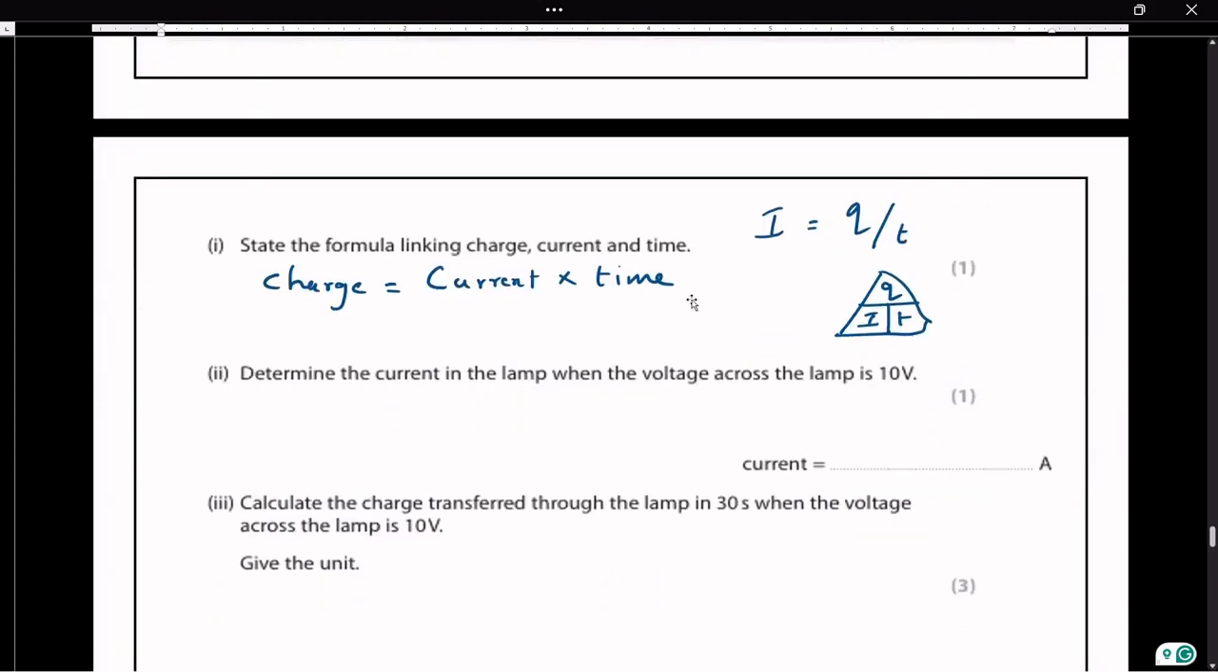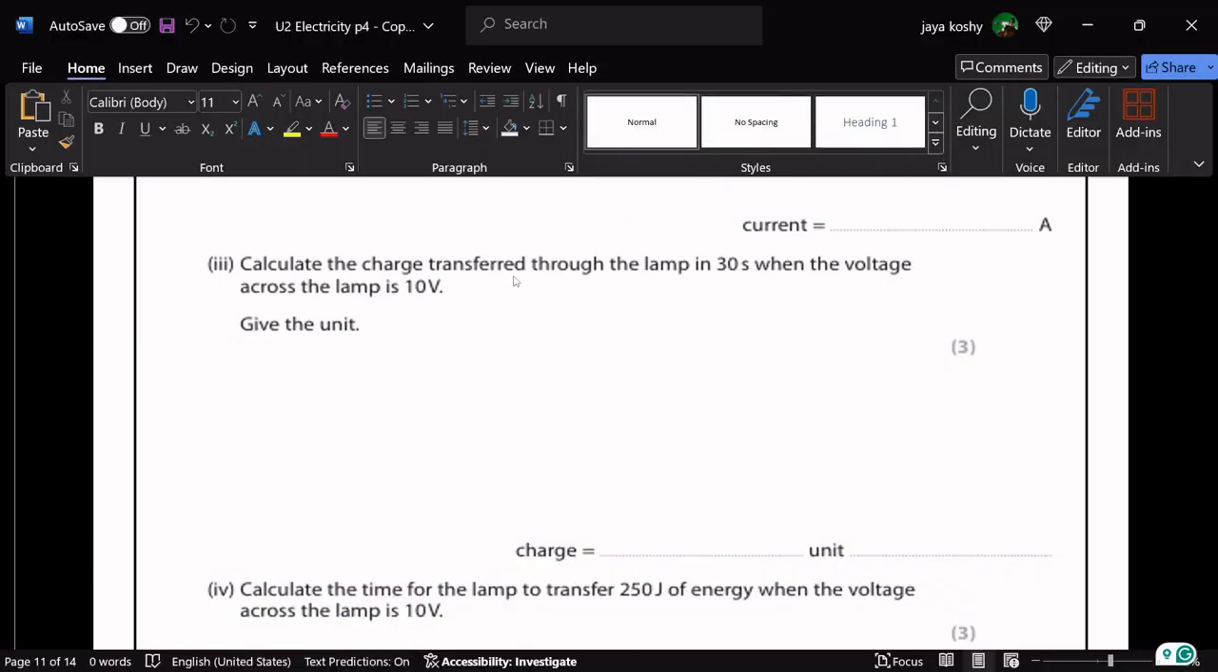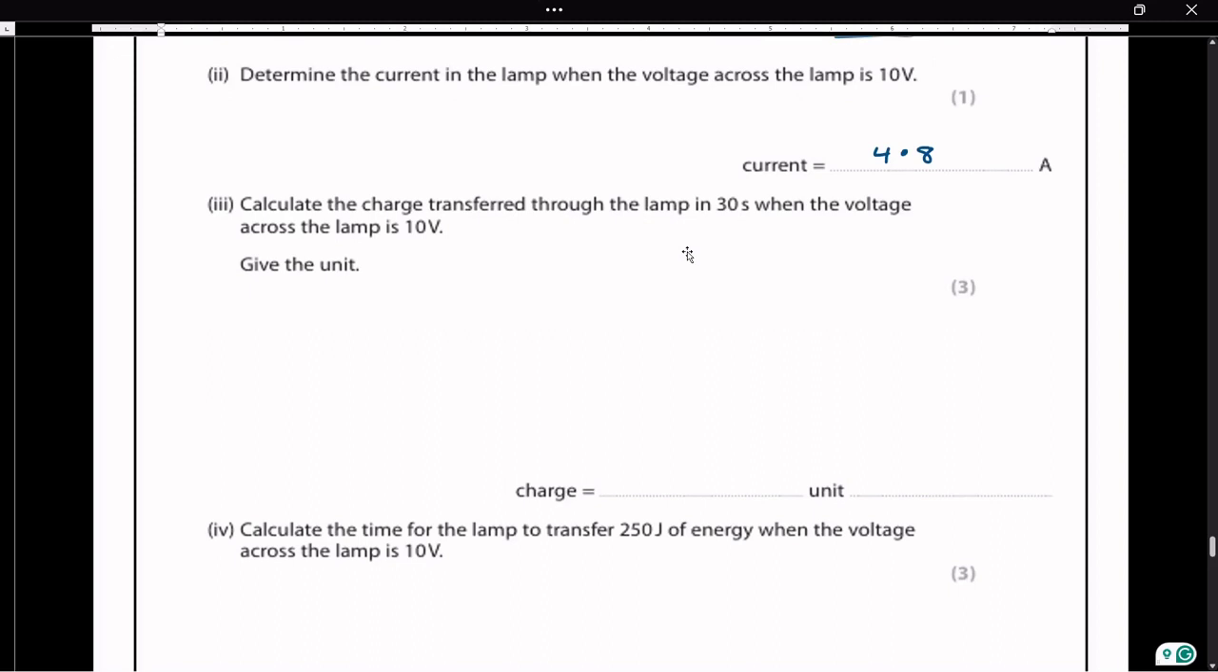So let me use that value here. Determine the current in the lamp when the voltage across the lamp is 10 volt. From the graph we are getting 0.48 amps. Now calculate the charge transferred through the lamp in 30 seconds when the voltage across the lamp is 10 volt, and give the unit.